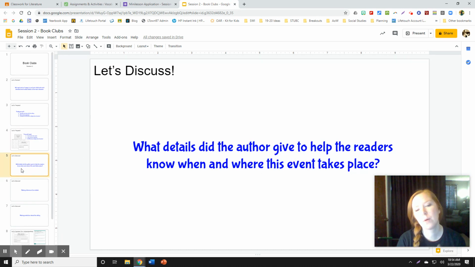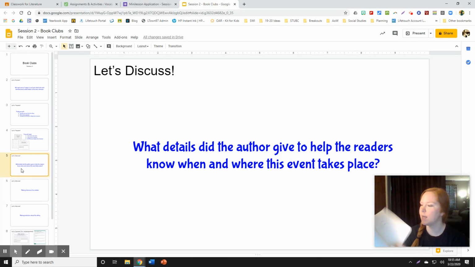So when we're reading, we really want to look at the details the author gives us to help us know when and where this event takes place in the story. So my story, I got lucky, it's told in journal format. So I do know this begins, part 1 is spring. So it says spring. And then it's a series of journal entries beginning on May 7th. So May 7th, life as usual for her. But it doesn't tell me a year.